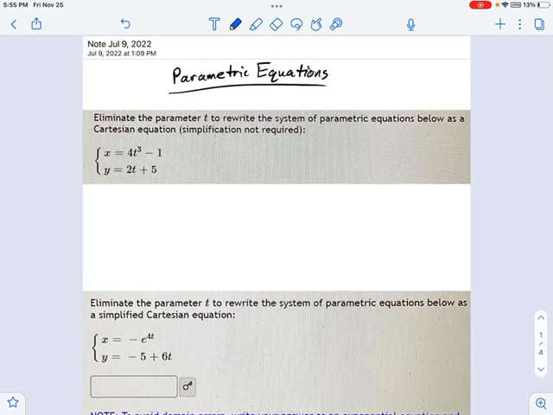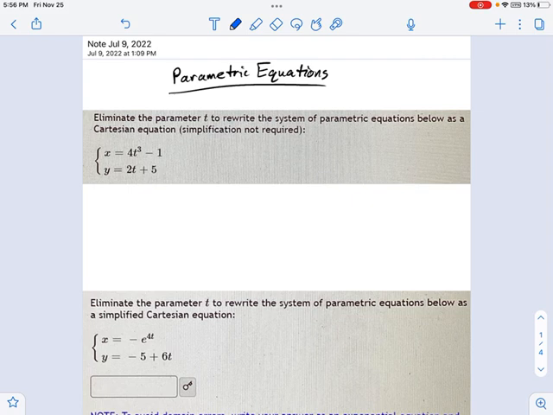Here we're told to eliminate the parameter t to rewrite the system of parametric equations below, in other words, to rewrite that as a Cartesian equation. If you're getting hung up on what a Cartesian equation is, that's just something like y equals x squared plus blah, blah, blah, right? It's some equation that has y and x in it. And I don't care if y is on the left or x is on the left or whatever. We just need to eliminate the parameter t.